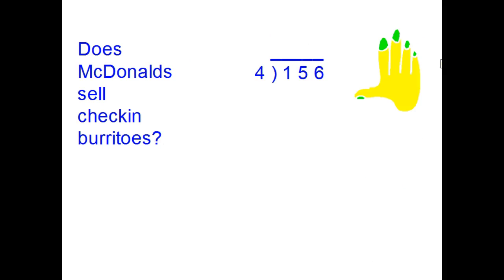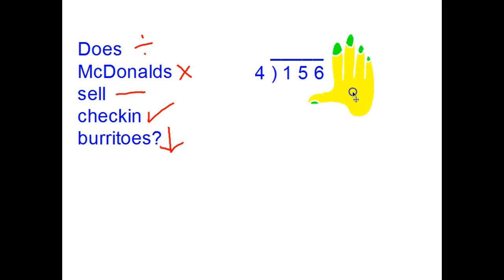This page, why don't you try it out yourself? All right, here we go. Remember, does is divide. McDonald's is multiply. Sell is subtract. Check. Bring down the burritos. Okay. This one does get a little tricky at the beginning. We'll see how you did.